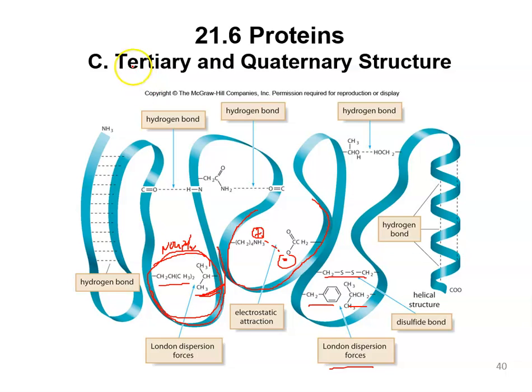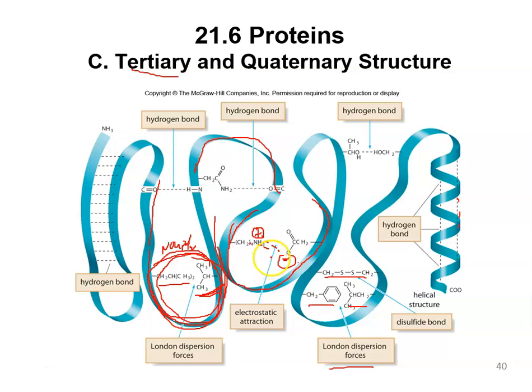This is more of the tertiary structure. It goes a little bit more into it. It's not just showing you alpha helix with hydrogen bonding, but it's explaining why there is a bend right here. Well, because we have a big area of nonpolar amino acids. Why is there a bend right here? Because we have a little bit of hydrogen bonding. Why is there a bend here? We have an electrostatic interaction.